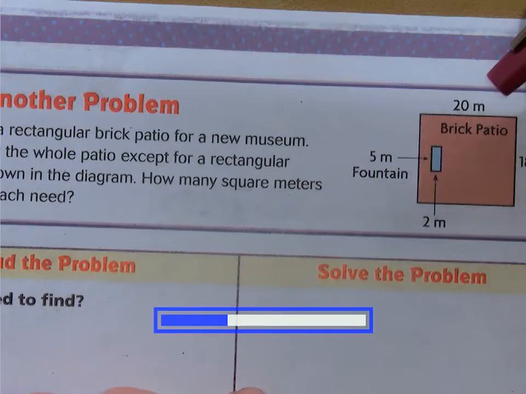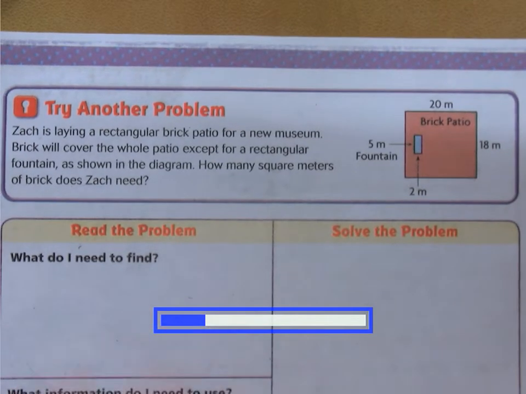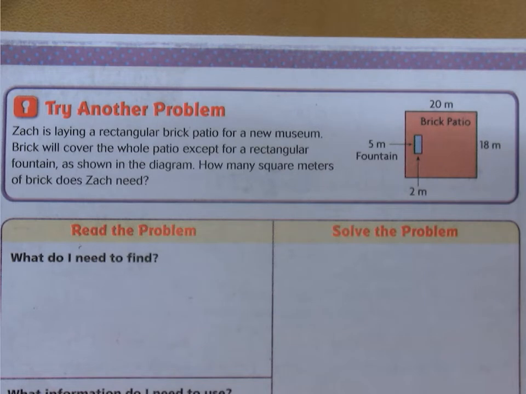Okay, this problem's just a lot like the other one. Now we have a patio. Zach is laying a rectangular brick patio for a new museum. Brick will cover the whole patio except for a rectangular fountain. They don't want to put bricks on top of the water fountain. As shown in the diagram, how many square meters of brick does Zach need?